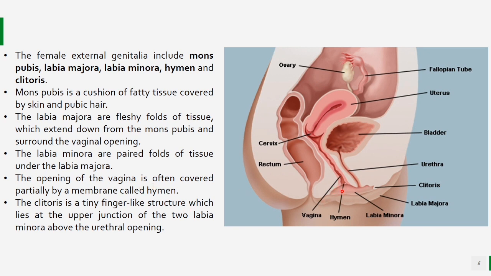The clitoris is a tiny finger-like structure which lies at the upper junction of the two labia minora, above the urethral opening.